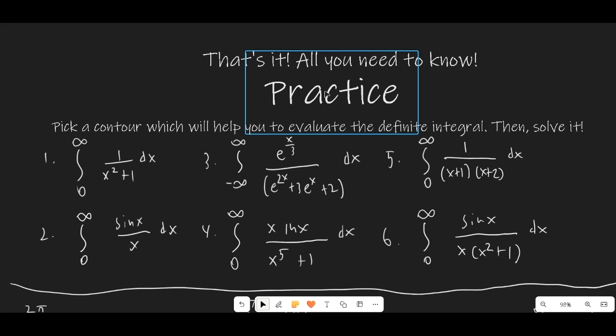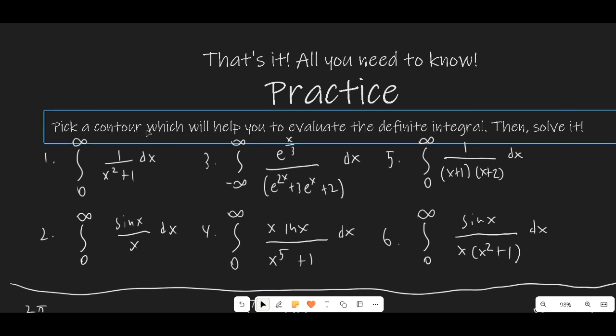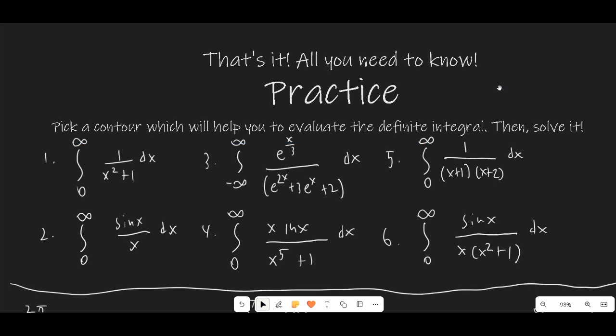So I have a lot of practice problems here because now we've basically learned everything about contour integration that we need to solve these problems. So let's go ahead and do some practice. So here are the first 6 practice problems. Go ahead and pause and try them. Your goal is to pick a contour which can help you evaluate the definite integral, and then go ahead and solve for the value of the definite integral.